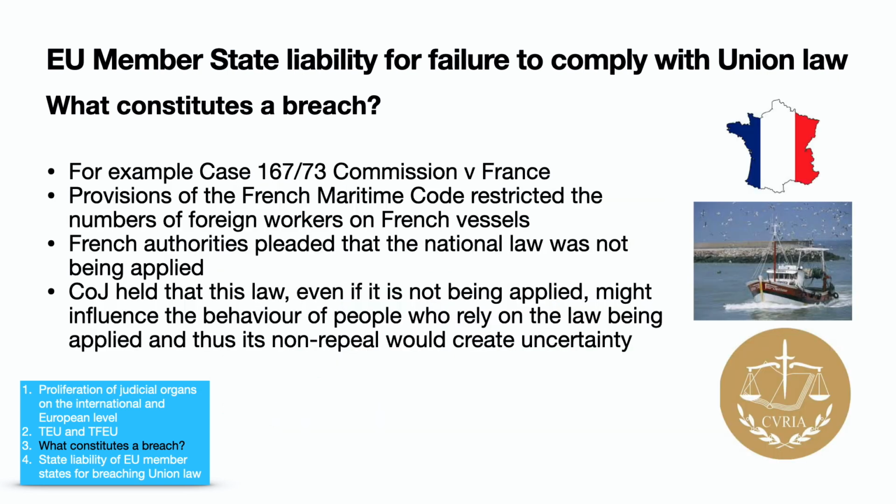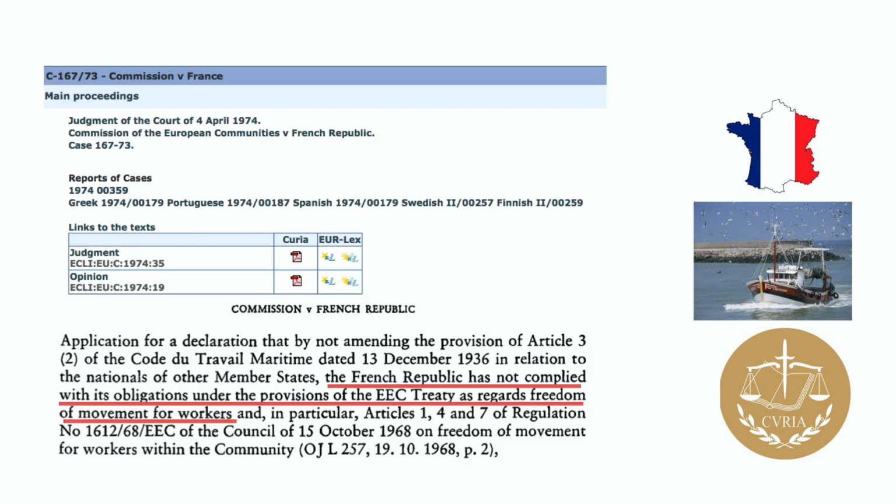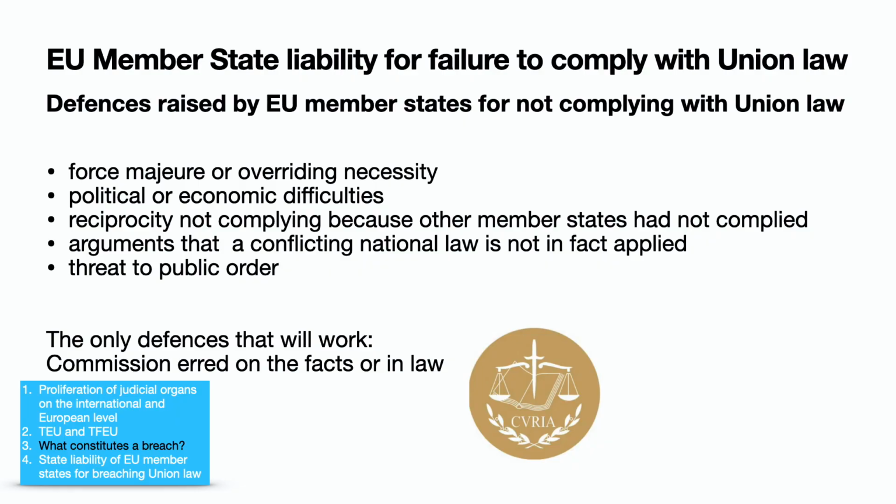For example, provisions of the French Maritime Code restricted the number of foreign workers on French vessels. But the French authorities pleaded that the national law was not being applied. The European Court of Justice ruled that France has not complied with its obligations under the European treaties. EU member states raised defenses such as force majeure for not complying with Union law, but the only defense that will work is that the Commission erred on the facts or in law.